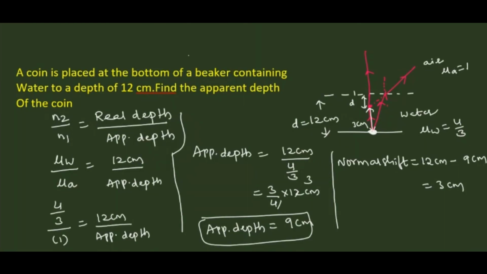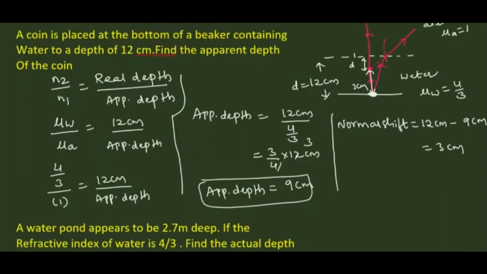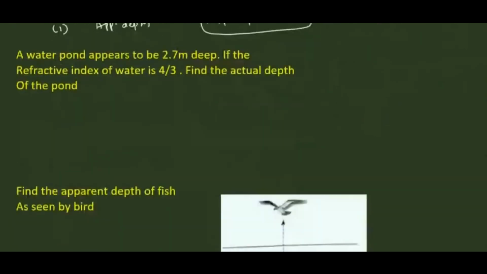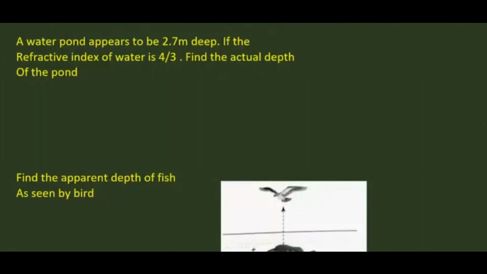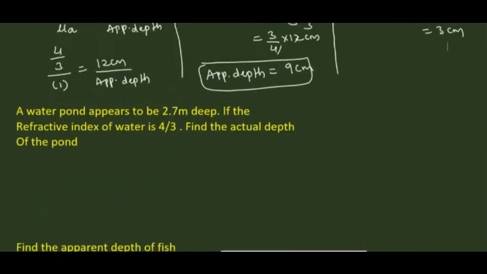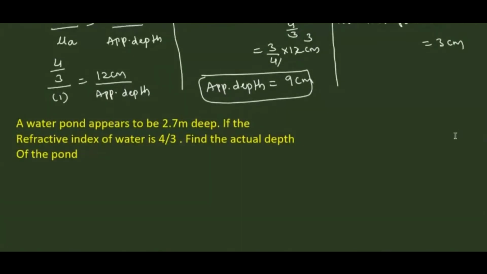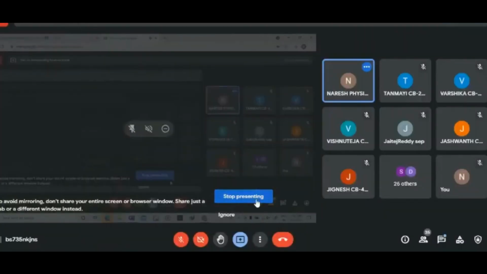Next one. Please solve this problem. Super questions are there: bird, fish. This problem: a water pond appears to be 2.7 meter deep. If the refractive index of water is 4/3, find the actual depth of the pond. So I stop with the presentation.